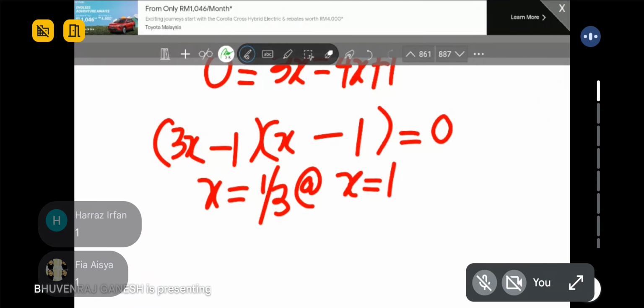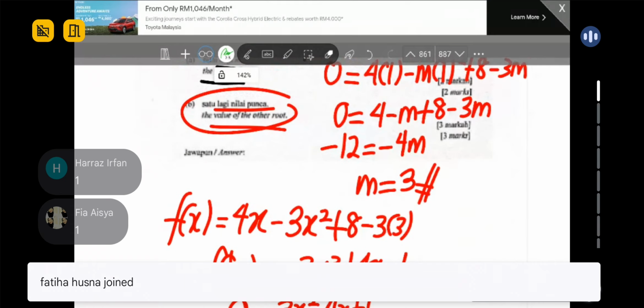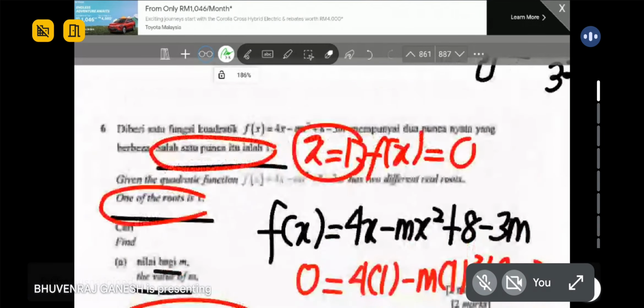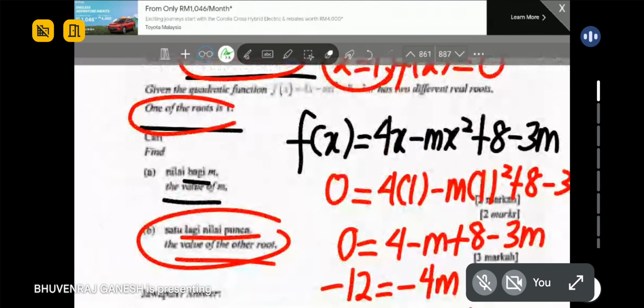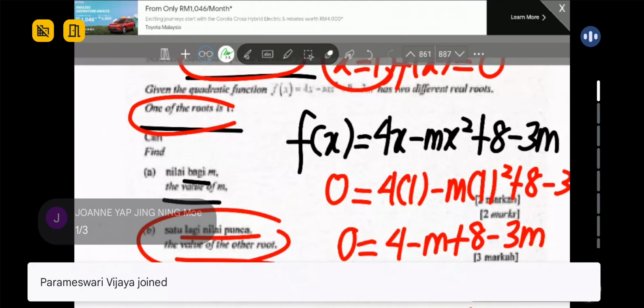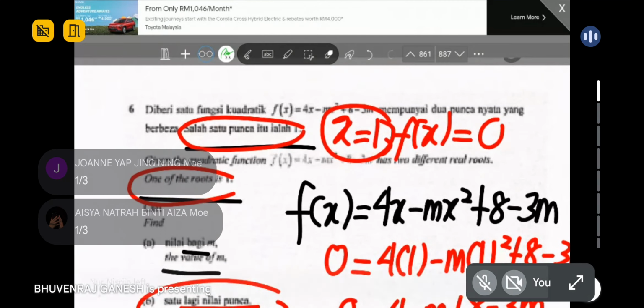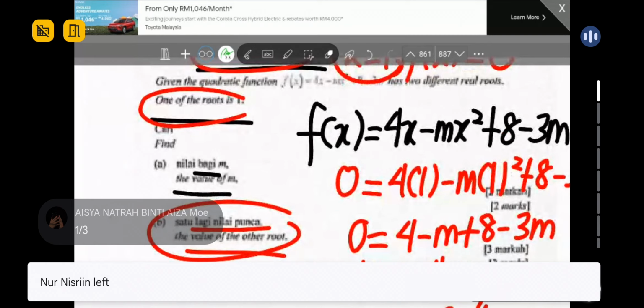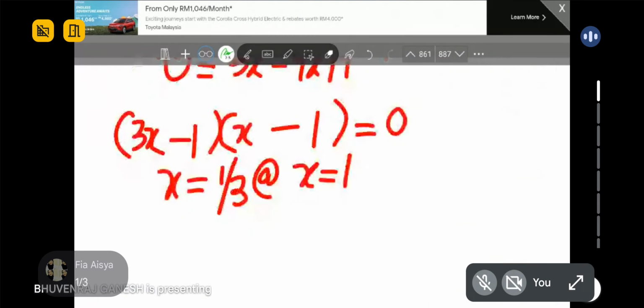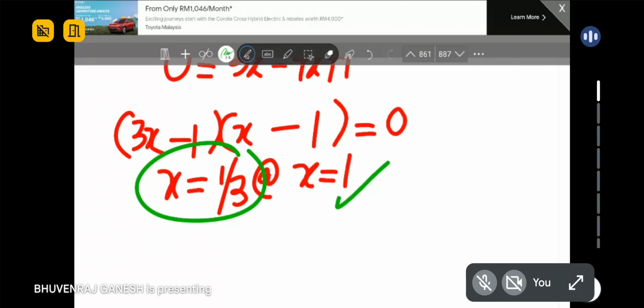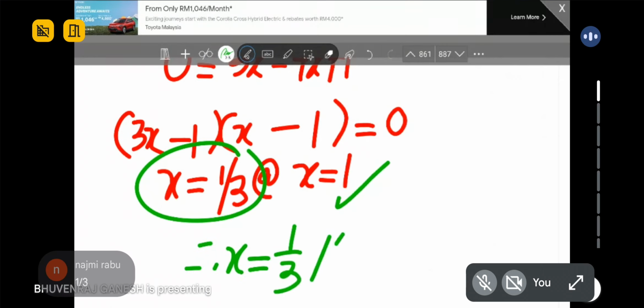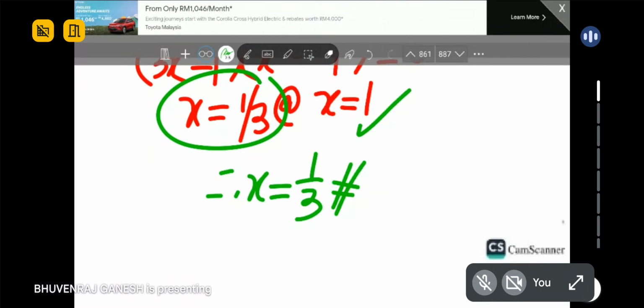Are you sure? Guys, one soalan dah bagi tahu tadi, 1. Faham tak? Sekarang soalan tanya satu lagi nilai punca. Just now the question already tell you one of the root is 1. So now question ask another root. So you guys must tell this value lah guys. Yang ni kamu dah tahu. Okay? So nilai dia kamu kena buat kesimpulan lah. X equal to 1 over 3 sahaja. Okay? Understand guys? Concept? This question?